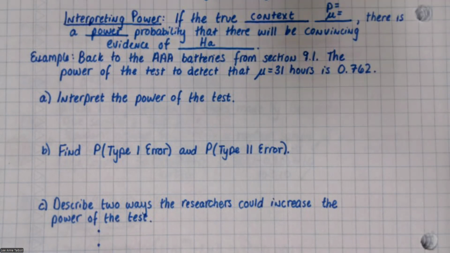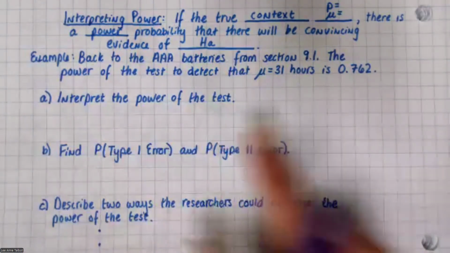Now, interpreting the power, we're gonna go back to the previous example. While you're still finishing up writing it, I'm gonna read it to you and then I'll put it up on the screen. This is from section 9.1A. A company knows that its regular AAA batteries last 30 hours, but would like to test if they last longer. The company selects an SRS of 15 AAA batteries and uses them until they are drained. The sample mean lifetime was x bar equals 33.93 hours. So interpret the power of the test.